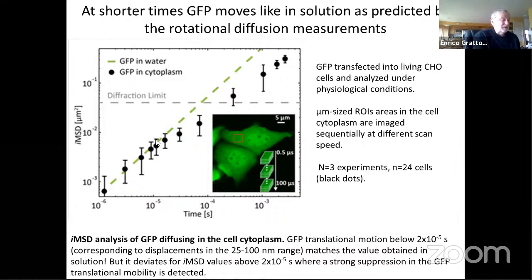And that is very rewarding, because that shows that, yes, in a given small size, and here is the size of the movement, 10 to the minus 2 micrometers squared or 10 to the minus 3, it moves like in water. It has exactly the same slope as the molecule in water. So if you are in a very small volume, which is the same thing as a very fast time, you will see that GFP moves like in water, which is what we always knew.